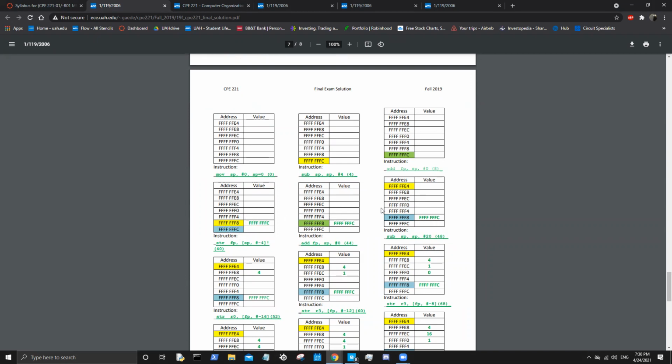So now we do another thing, which is add FPSP. Whenever you see this, it just means that you're going to be moving the frame pointer or the stack pointer to the same location. And it really depends on the order. If it was add SPFP0, then you'd move the frame pointer to the stack pointer. This one moves the stack pointer to the frame pointer. So you take it from FFFFFC and move it into FFFFF8. So now we do sub SPSP20. 20 divided by 4 is 5. So you shift.